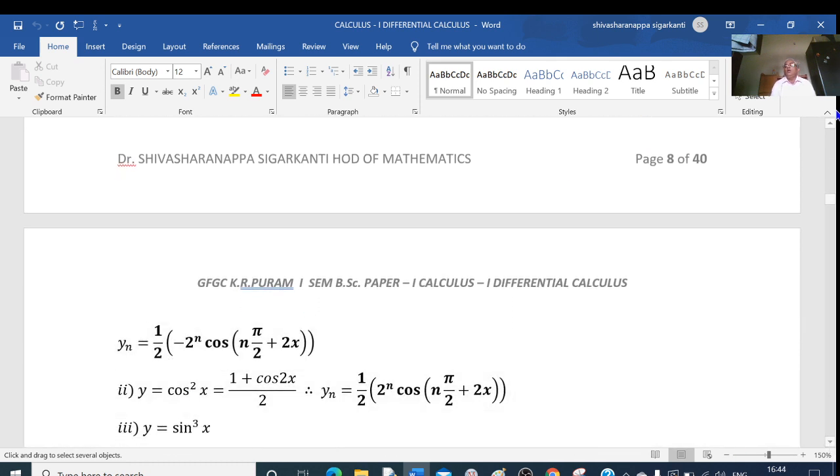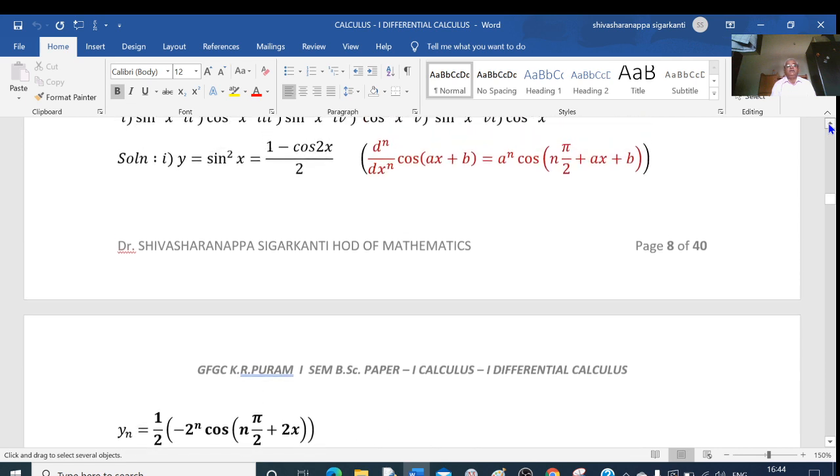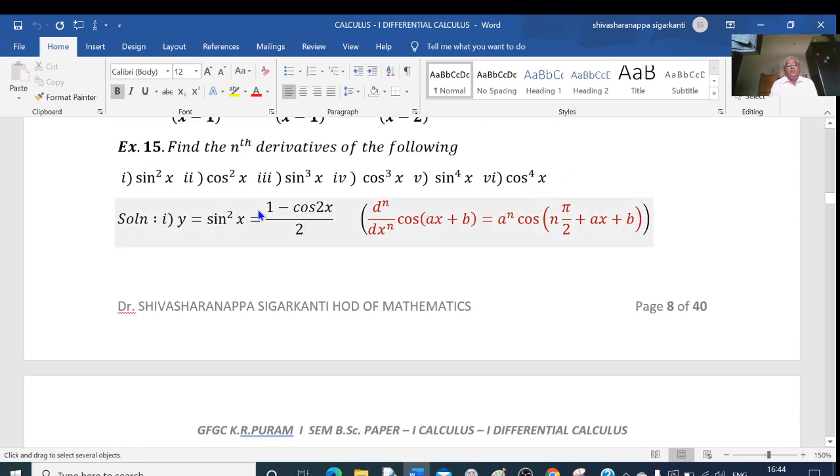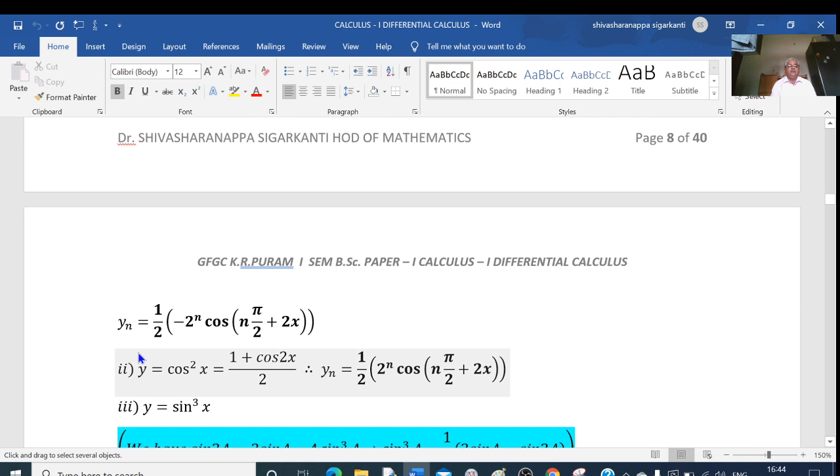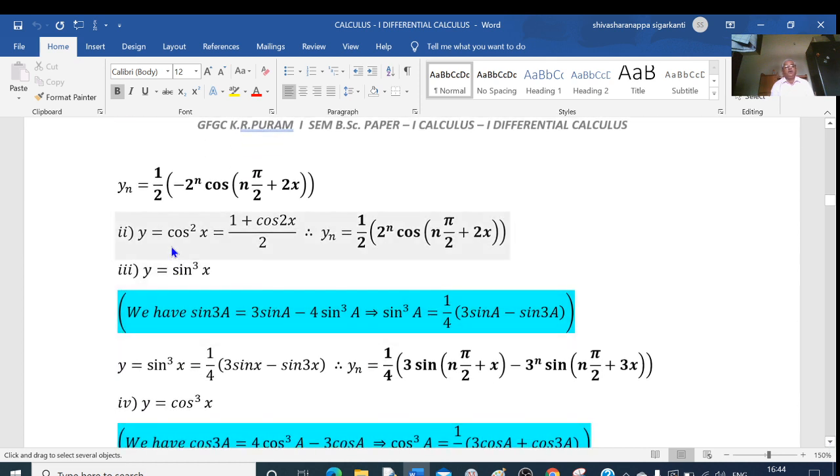So here yn is equal to, nth derivative of this is 1 by 2 as it is. Okay, it is a constant quantity. Derivative of 1 is 0 minus nth derivative of cos 2x is 2 power of n cos of n pi by 2 plus 2x. Directly we can write, we have the formula. So nth derivative equal to 1 by 2 into minus 2 power of n cos of n pi by 2 plus 2x.